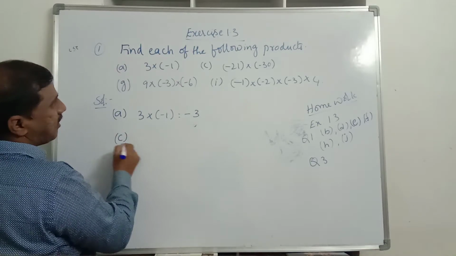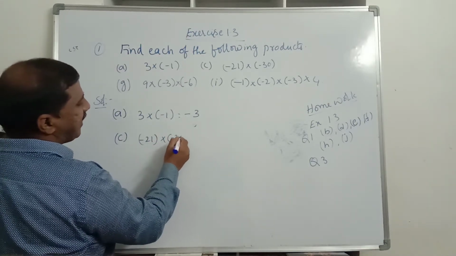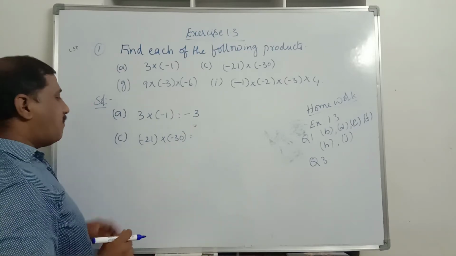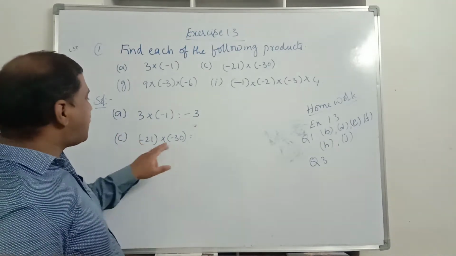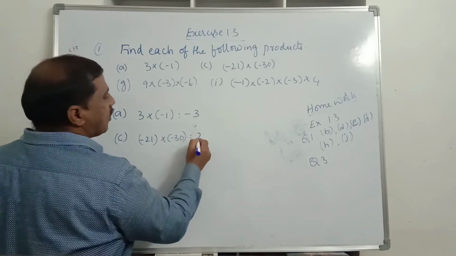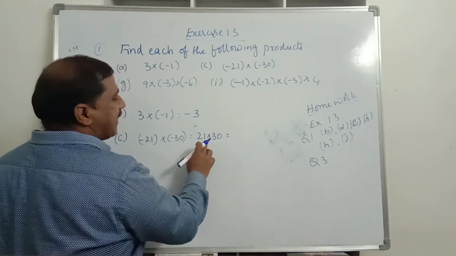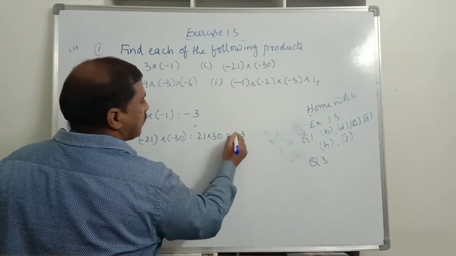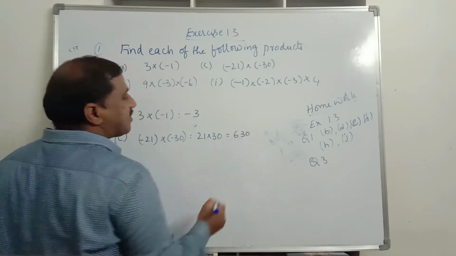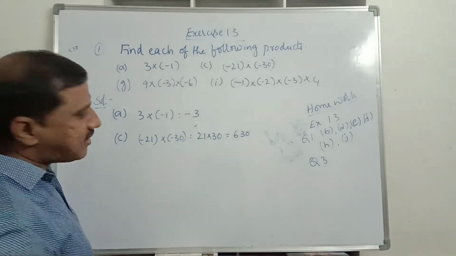Next, C bit. Minus 21 into minus 30. That is equal to, multiply the arithmetic signs. Minus into minus it is plus. 21 into 30, that is equal to, multiply with 3: 3 ones are 3, 3 twos are 6, and keep 0. 630 is the product of minus 21 into minus 30.